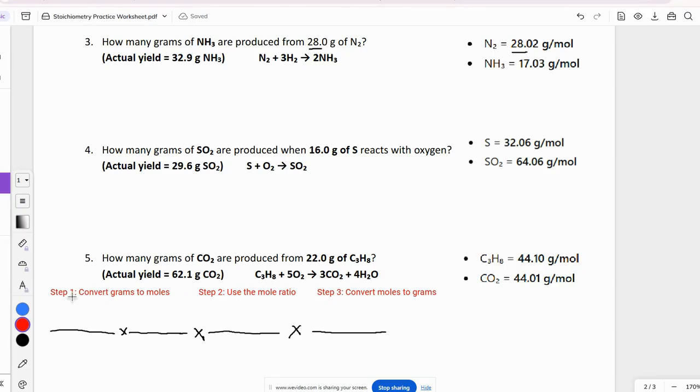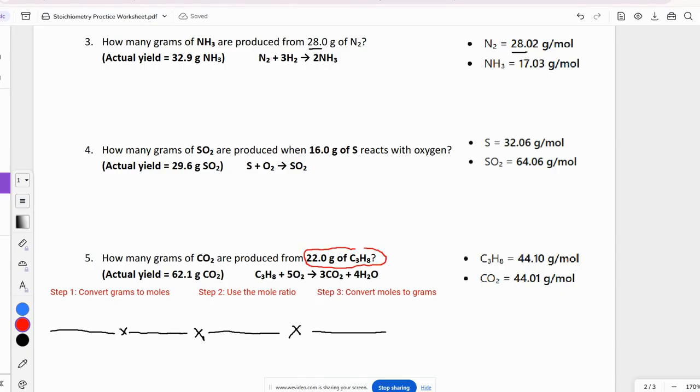All right, so we're going to do this in 3 steps. Step 1, convert grams to moles because it's giving us grams, 22 grams of propane, C3H8. Step 2, use the mole ratio. And then step 3, since it's asking how many grams, not how many moles, we got to convert moles back to grams. All right, let me grab my little pen here and let's go ahead and do it. And there it is.